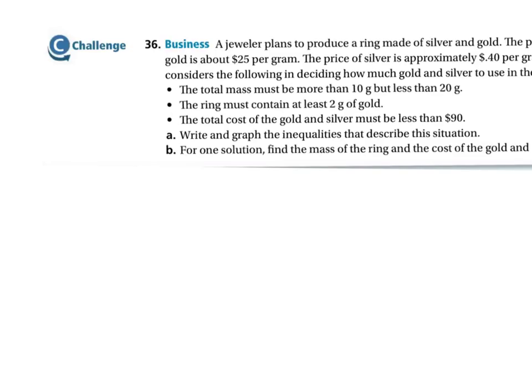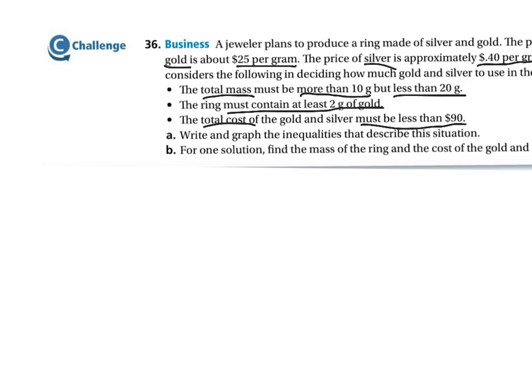Number 36, we have a jeweler that's going to produce a ring made of silver and gold. Price of gold is $25 a gram. Price of silver is 40 cents per gram. Big difference. She considers the following in deciding how much gold and silver. All right, so gold, $25 a gram. Silver, 40 cents a gram. Total mass must be more than 10 grams, but less than 20 grams. It must contain at least 2 grams of gold, and the total cost must be less than $90.